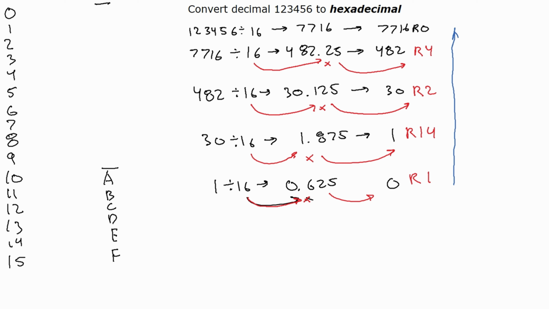So when we write this, we can see that 14 is E here, and since 14 is E, as we write this up, our 1 will be a 1, our 14 is an E, our 2 is a 2, our 4 is a 4, and lastly we have a 0. So this is the hexadecimal conversion from the decimal 123,456.